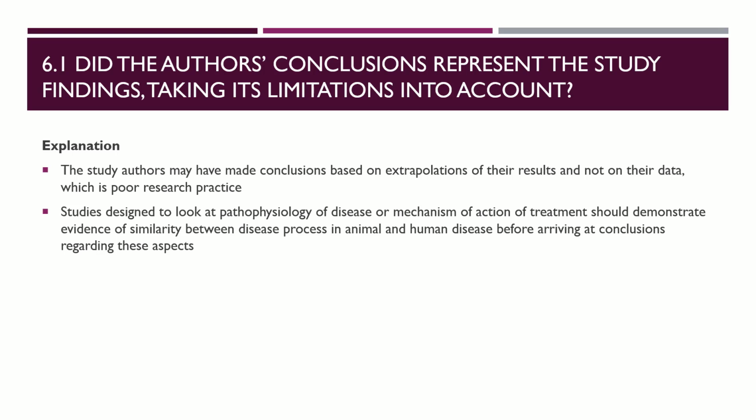Now, what do we mean by this? The study authors may have made conclusions based on extrapolation of their results and not on their data, which is poor research practice. Studies designed to look at the pathophysiology of disease or mechanism of action of treatment should demonstrate evidence of similarity between disease process in animal and human disease before arriving at conclusions regarding these aspects. So the pathophysiology may be studied in the animal model, but how do you know that the disease process in animals and human disease was the same?